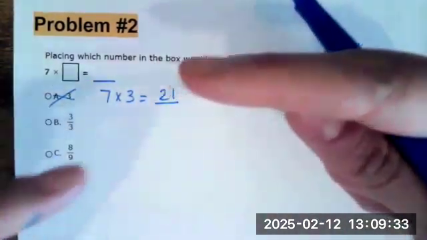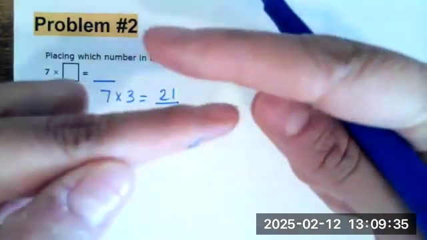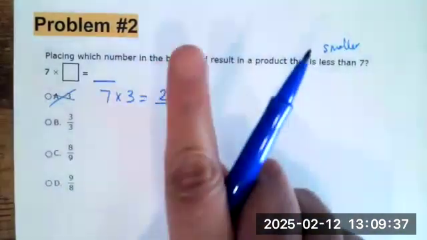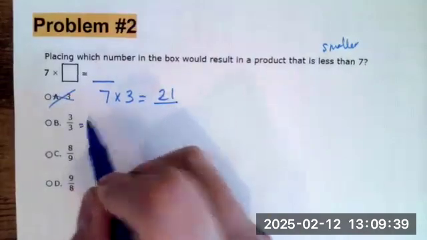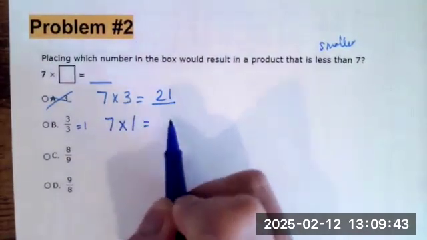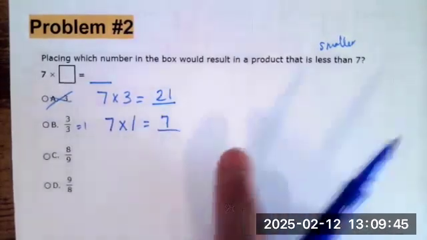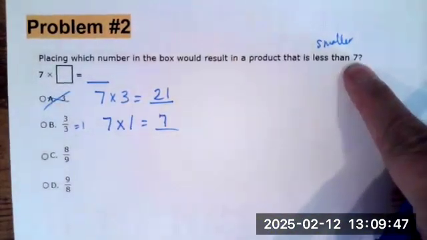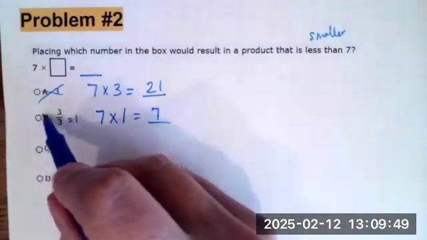All right, so here you have 3 over 3. Remember the little trick that we've been doing? When the numerator and the denominator are the same, it equals 1 whole. So this equals 1. So let's put this in there. Let's fill in that one. 7 times 1 equals 7. Is this less than 7? No, it's equal to 7. So that's not going to be right.